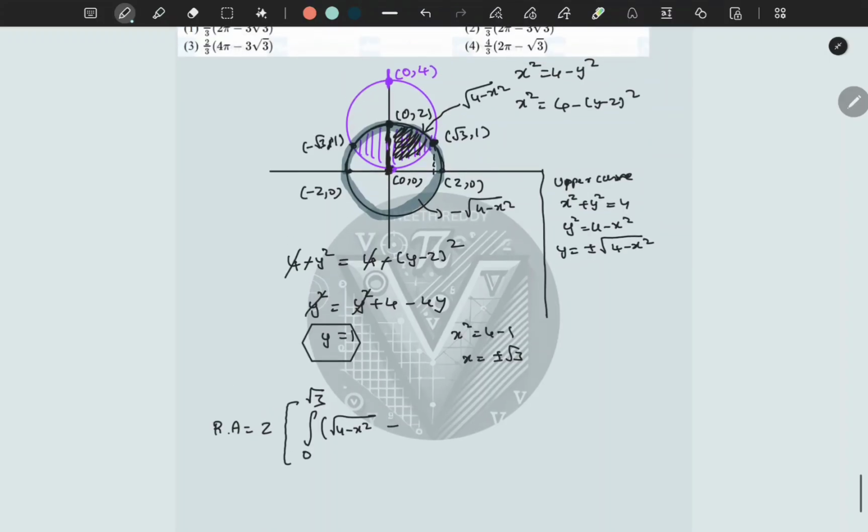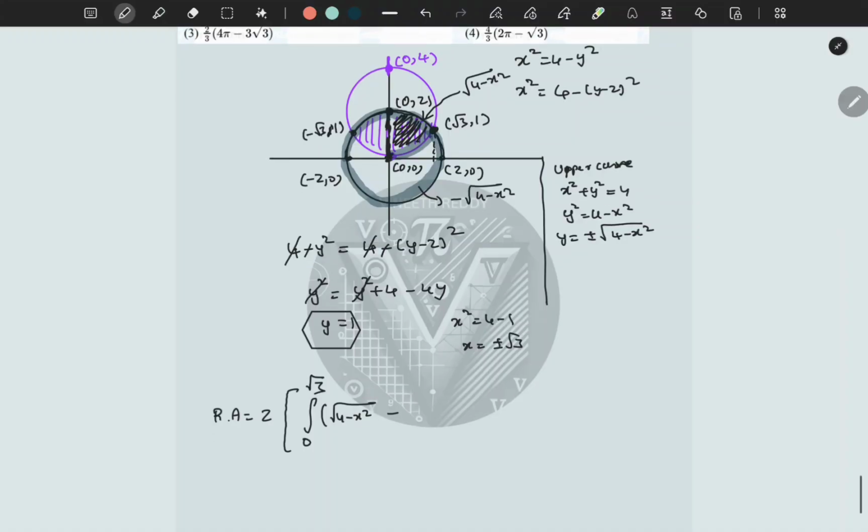Now the lower curve is this particular thing. Now the lower curve is this, right? So for that we will be taking the second circle.